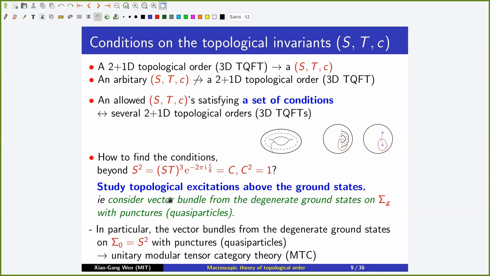Okay. So how to find these conditions? One condition is this one: S squared and (ST) cubed are equal up to a phase factor, and equal to C, with C squared equal to one. Remember, S is like a 90 degree rotation. Then S to the fourth power is a 360 degree rotation, so you go back, it should be identity. The amazing thing is that (ST) to the sixth power is also always identity. But this is the defining relation of SL2Z representation. Any matrix satisfying this equation gives rise to an SL2Z representation. So we need some additional condition beyond this to select special SL2Z representations.